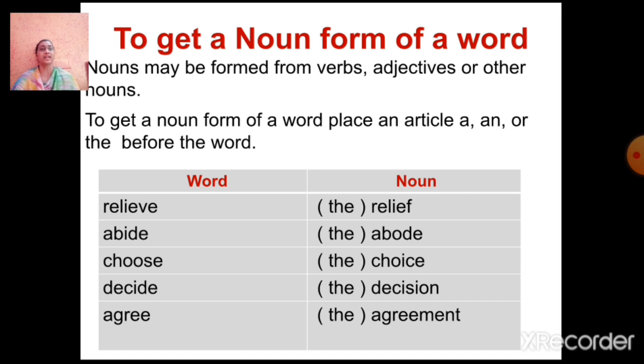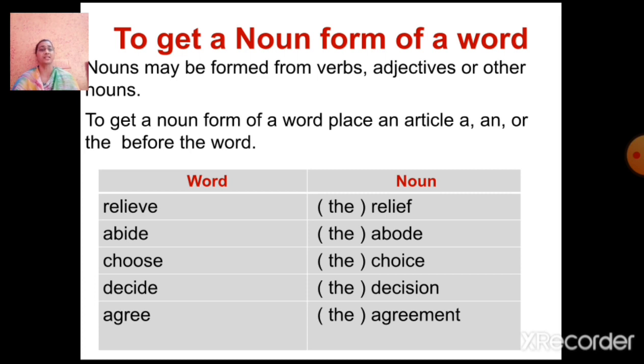Now, the next is abide. So, the noun form will be abode. That is the abode. So, for the word abide, the noun form is abode. Now, the next word is choose. So, the noun form will be the choice. Now, let's see this with a sentence. The choice is infinite.